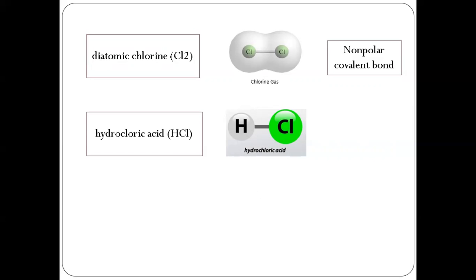Basically, isa-subtract natin yung last element natin, which is chlorine na 3.0, minus 2.1 for the electronegativity of the hydrogen. Therefore, the answer now is 0.9. So the difference is 0.9. Based dun sa ating diniscuss kanina, anong uring bonding meron sila? Okay, basically they are polar covalent bond.